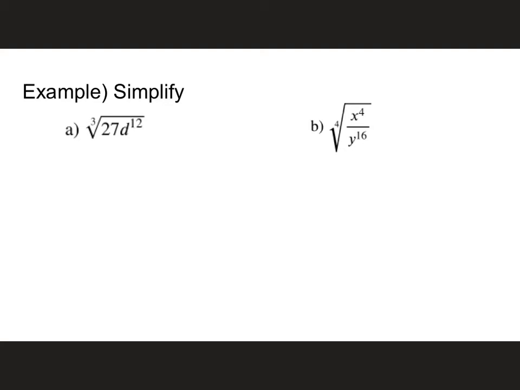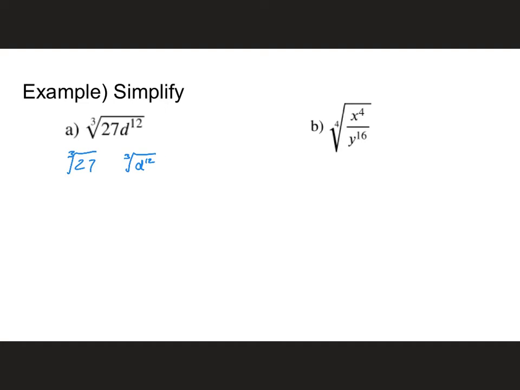Now, from the last section, the radicals that we were simplifying didn't have any variables involved. But what you're going to see with this set of problems is some variables underneath of the radical. And it's not really a big deal. Looking at part A here, the third root of 27d to the 12th power, I'm going to split this up because the third root of 27 I'm comfortable with. I've done that before. The third root of d to the 12th, I might need to think about that a little bit more.